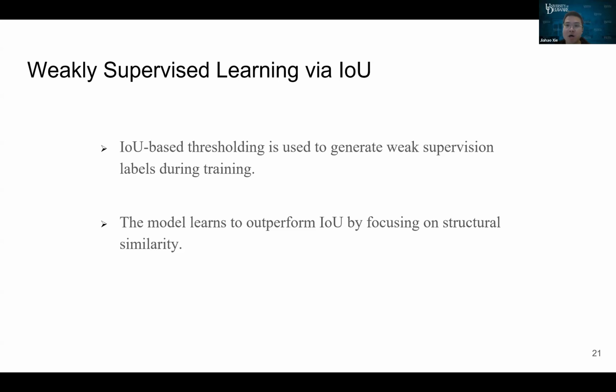However, while IOU provides a rough measure of similarity, the goal of Layout GMN is to go beyond IOU and focus on structural similarity. By learning from these weak labels, the model gradually improves its ability to compare layouts based on their structure rather than just their visual overlap.